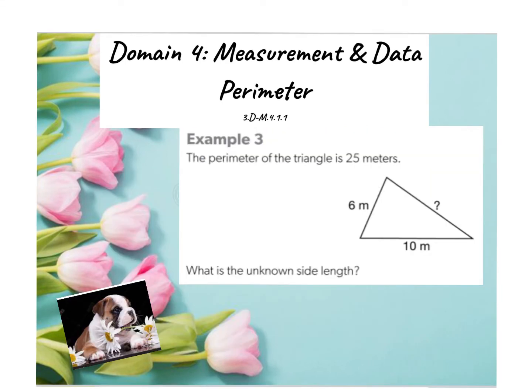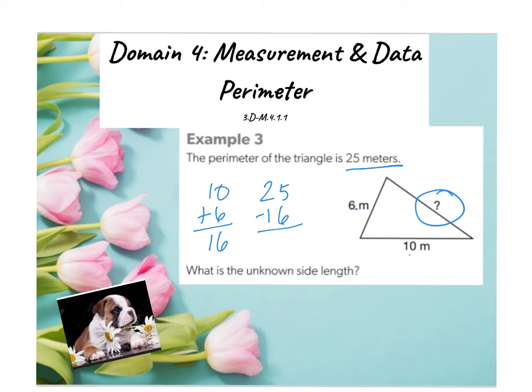And then sometimes we will find a perimeter problem where we know the actual perimeter, but we have an unknown side length. And so that's where we add up the sides we know, 10 plus 6 to give us 16. And then we subtract it from what we know, 25 minus 16. Some of my friends like to count up from 16 to 25 too, because it's not that big of a difference. So you guys can do that as well if that makes more sense to you.